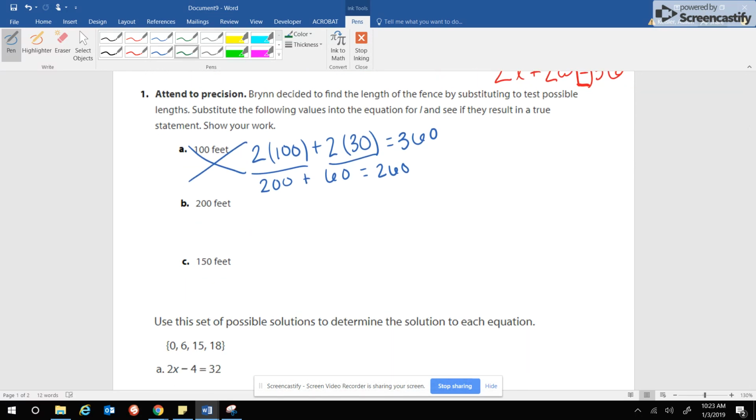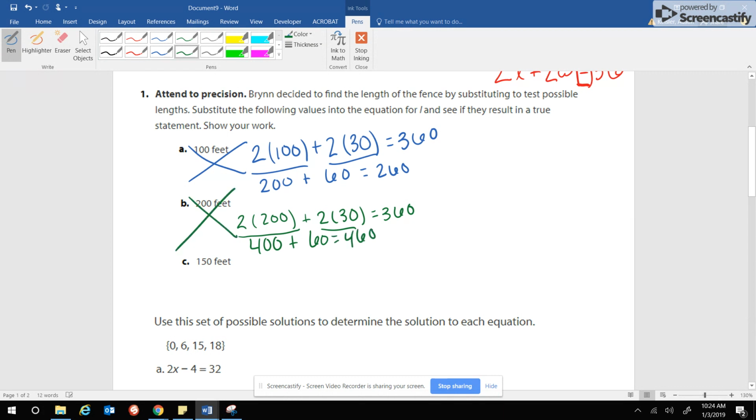200 feet, I'm going to do the same thing. 2 times 200 plus 2 times 30 equals 360. And you might already be thinking to yourself, which is good because you're using some mental math, we already know 2 times 200 is 400. So 400 plus any positive number is not going to result in 360. So there's no way that 200 feet is correct. But we could check it just to be safe. 2 times 200 is 400, plus 2 times 30 is 60, and that's going to give me 460, which also does not work.